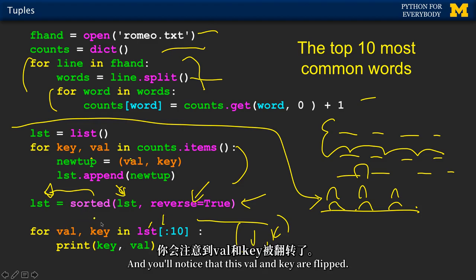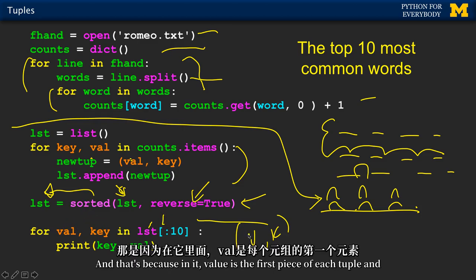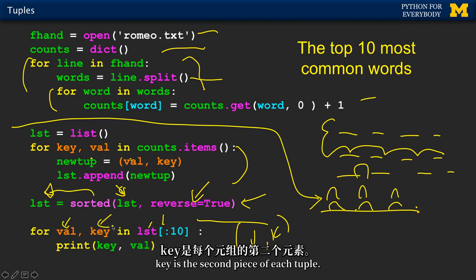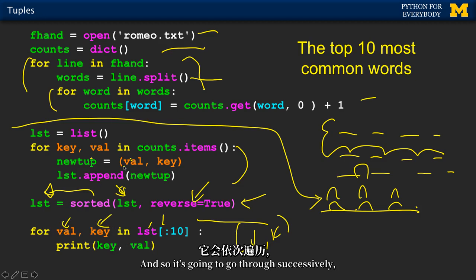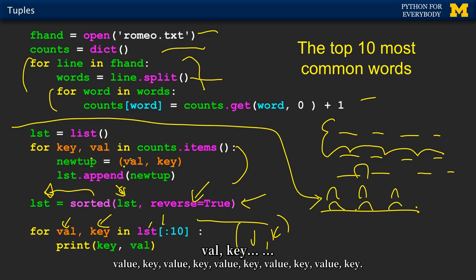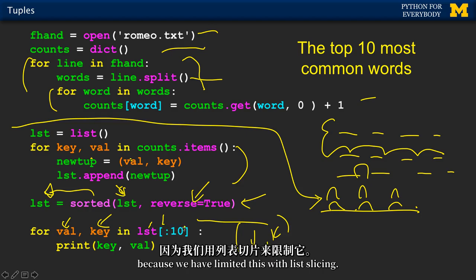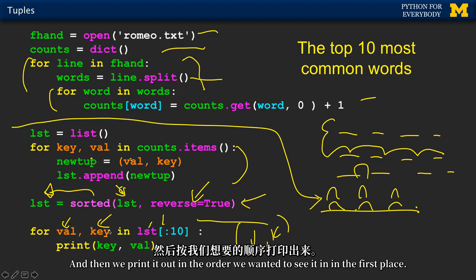And you'll notice that this val and key are flipped, and that's because value is the first piece of each tuple and key is the second piece of each tuple. And so it's going to go through successively value key, value key, value key, but it's only going to go through the first 10 because we have limited this with list slicing, and then we print it out in the order we wanted to see it in the first place.